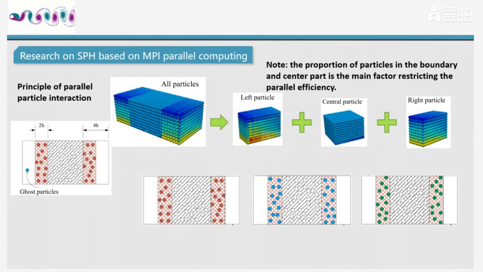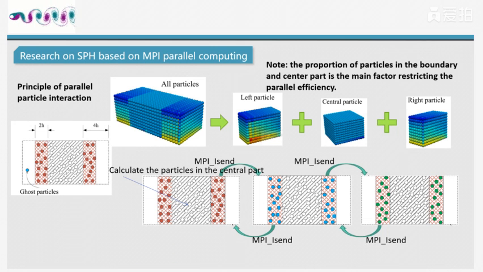It requires that the ratio of boundary particles to central particles be kept small enough. Otherwise, the transmission of particles has not been completed after the calculation of the central particles, and the program will wait. This is a key to obtaining a linear speedup ratio.